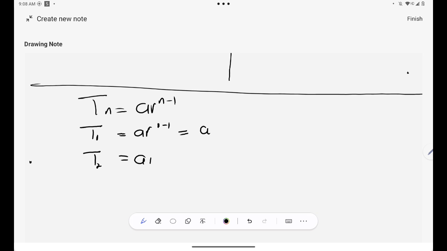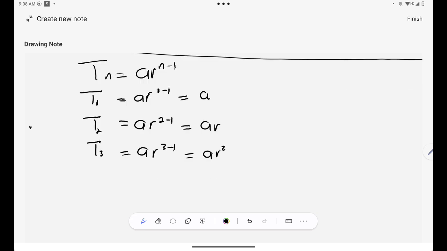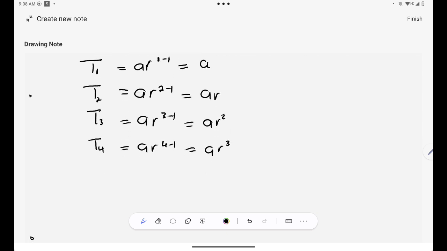T2, whenever we see n, we put 2 there. So we'll have AR. T3, whenever we see n, we put 3. So we'll have AR squared. Alright, together. For T4, whenever we see n, we put 4 there. We have AR to the power 3. The trend just keeps on going like this, guys. The position of a term is 1 unit more than the exponent here. Right, together. So T10, I'm expecting it to be AR to the power 9.